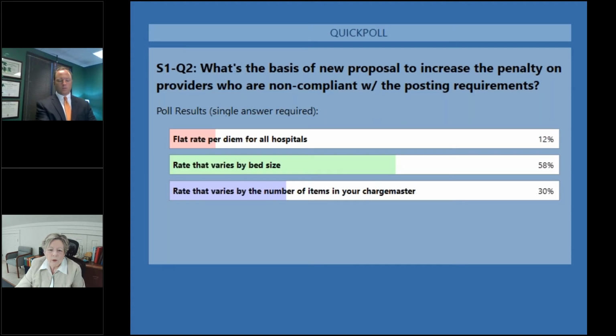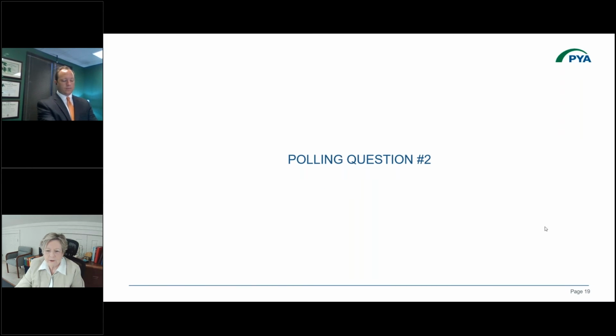You're correct when you say rate that varies by bed size. That is correct. It is not a flat rate per diem for all hospitals. That was the original proposal. And it does not vary by the number of items in your charge master. That would be a nightmare because I could picture that response.